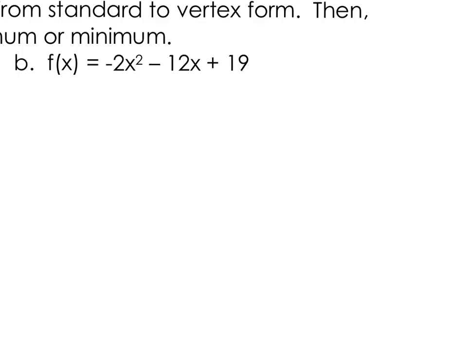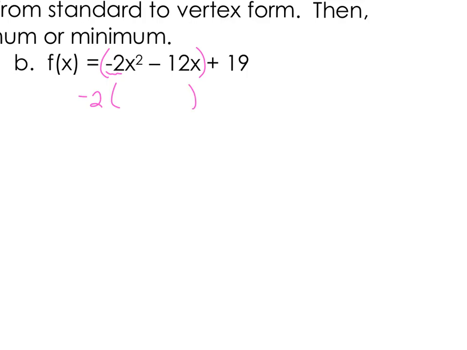Our final equation in standard form, f of x equals negative 2x squared minus 12x plus 19. This one's pulling out all the stops. We're changing as much as we possibly can. Step 1, put parentheses around your x squared and bx term. Notice we have a negative 2 out in front. That means I'm going to factor that out of both of those terms.